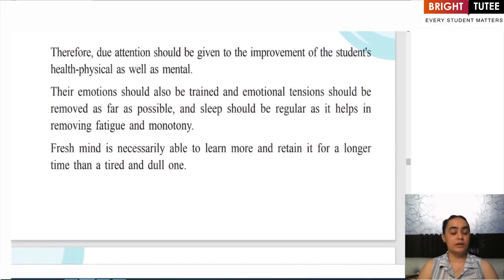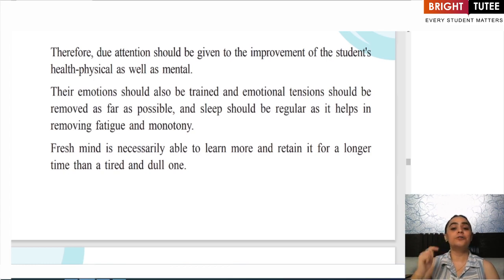So, as we have been told, internal factors play a very important role, and that is the reason why the schools focus on the all round development of the children. The physical health as well as the mental health of the child are equally important.